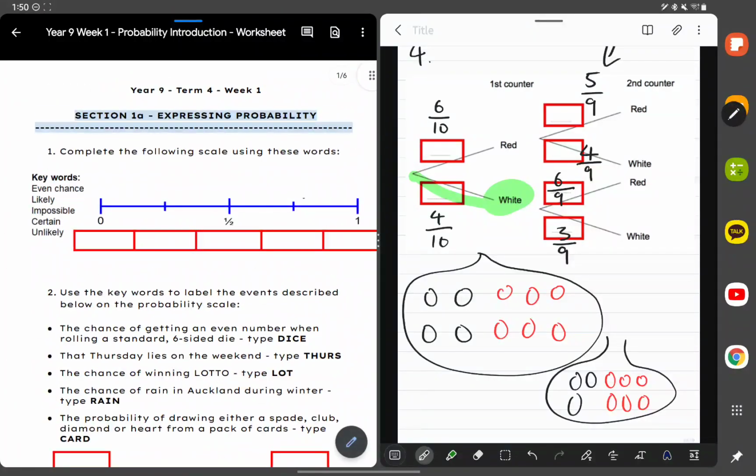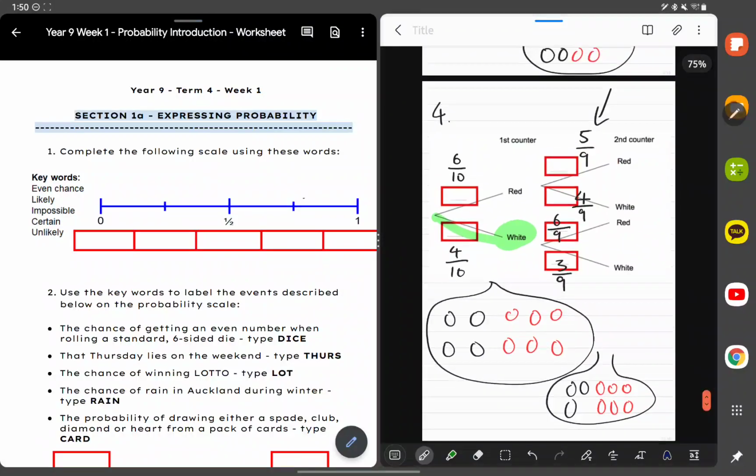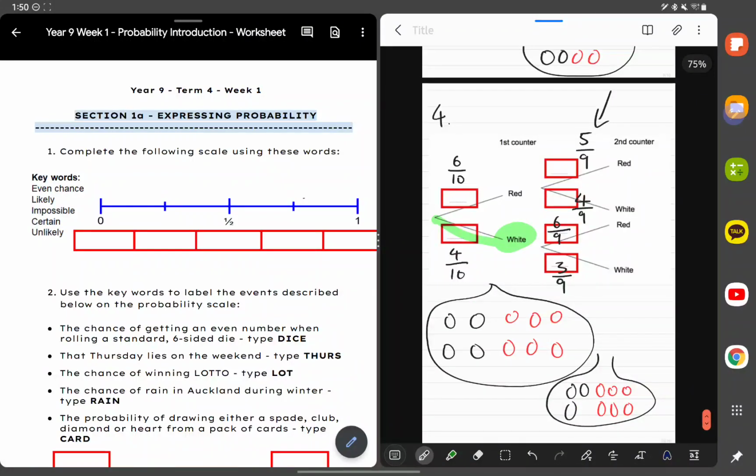That is the entirety of the worksheet. And yes, still you can definitely ask me questions about any of this, but here it is.